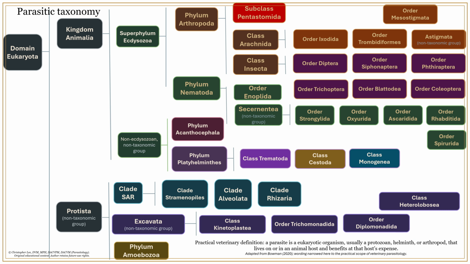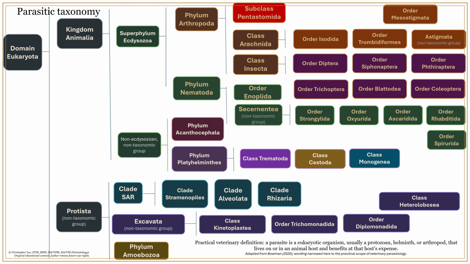Now let's zoom out. This is the larger parasite map. It looks busy, and it should. Veterinary parasites are not one tidy family. Some parasites are animals, some are protists, some are helminths, and others are arthropods. Look at that upper right section. Some of these groupings are true evolutionary branches, and some are practical teaching categories that help us organize clinical thinking. Do not treat this slide as a memorization wall. Instead, use it as orientation.